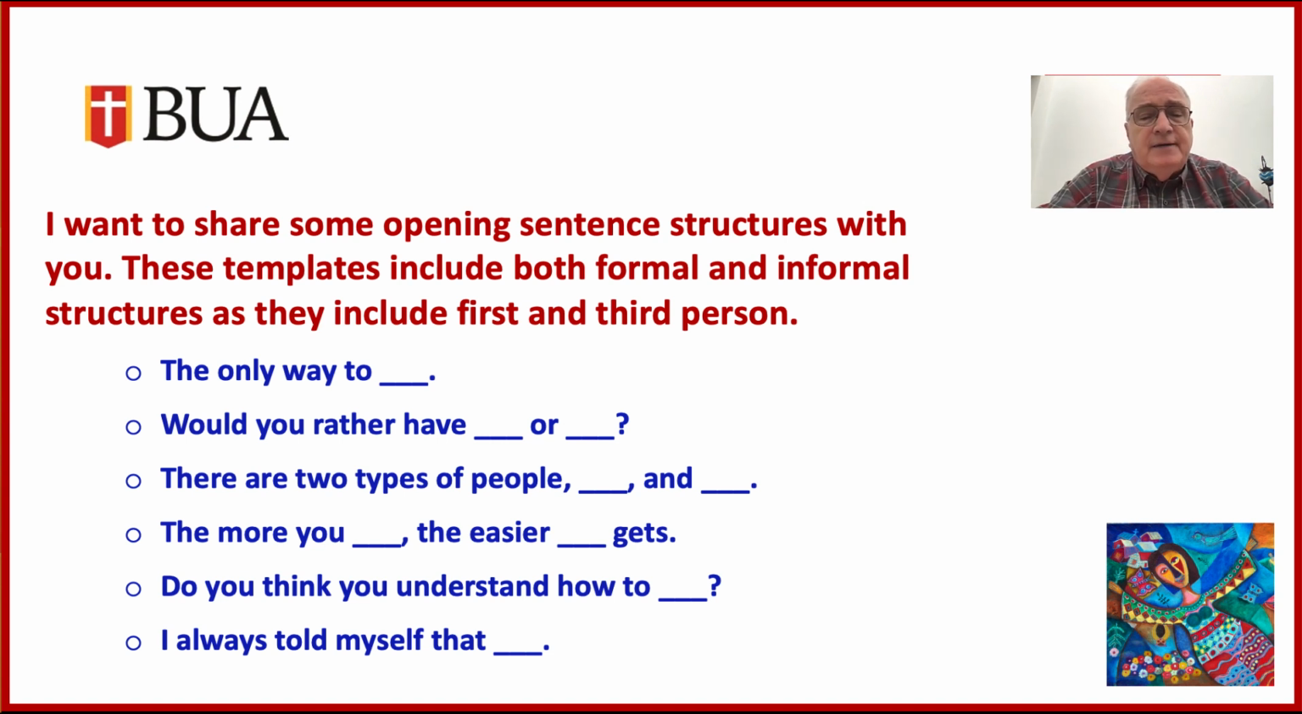Now, what I've done is developed some templates to help you get started. These are potential opening sentences. Would you rather have blank or blank? There are 2 types of people, blank and blank. Well, some people say there are 2 types of people, givers and takers. See, that could be a great opening sentence.